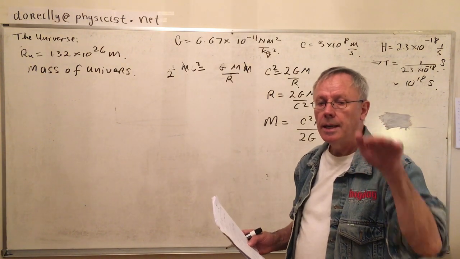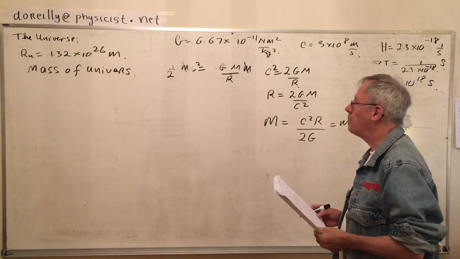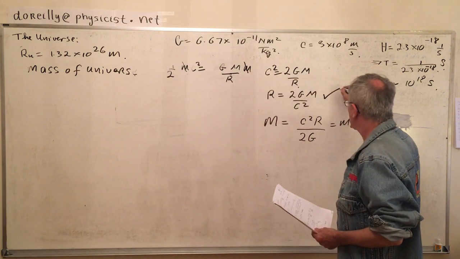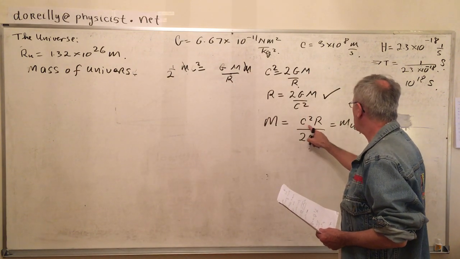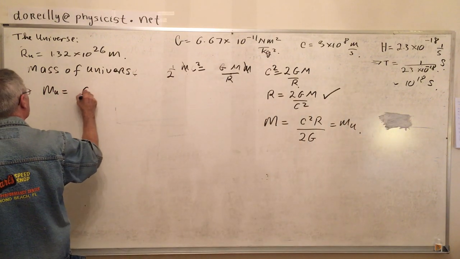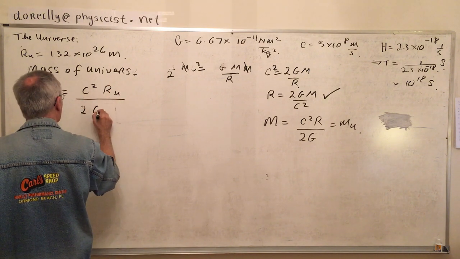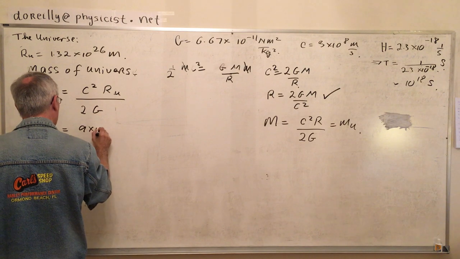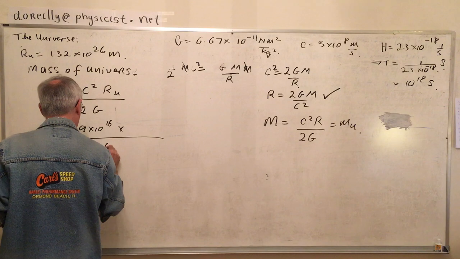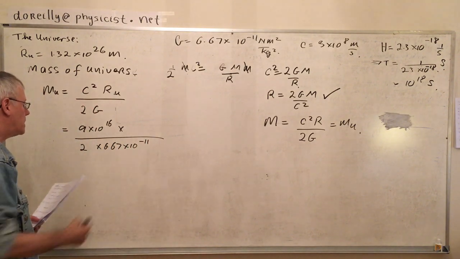I have a whole lecture on that, Introduction, or Black Holes for Beginners, you can go and look at that to figure out where this stuff came from. So, if I want the mass of the universe, I take the Schwarzschild radius and solve for M. So M of the universe is going to be c squared R over 2G. I'll put in the units separately.